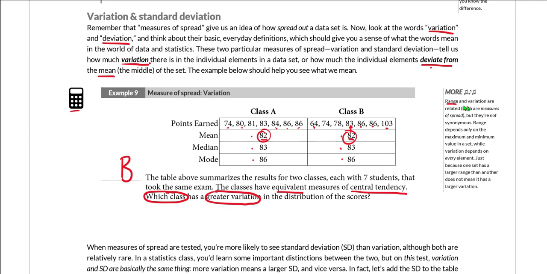Some students do wonder if range and variation are exactly the same.